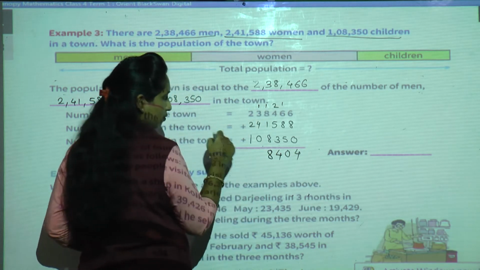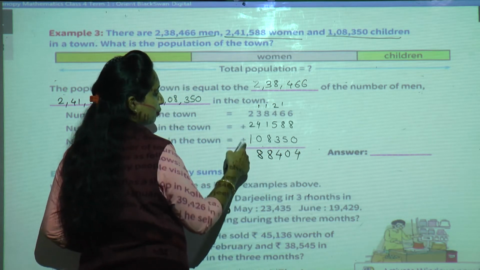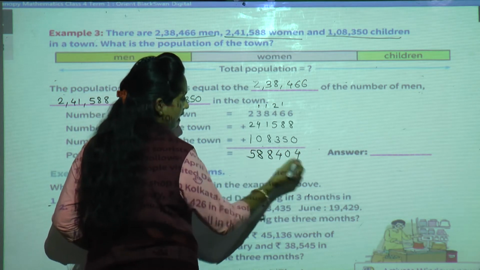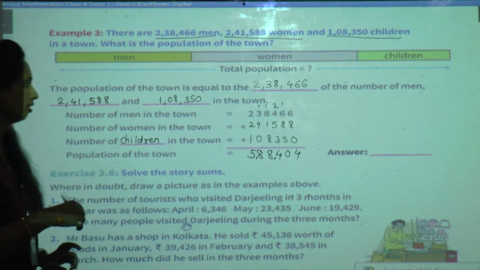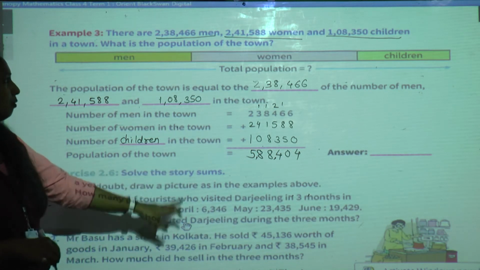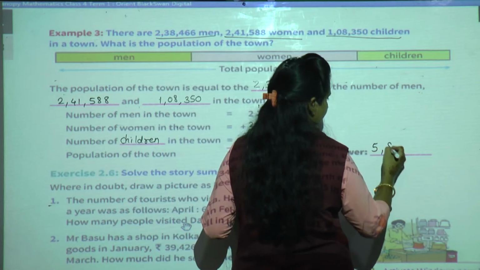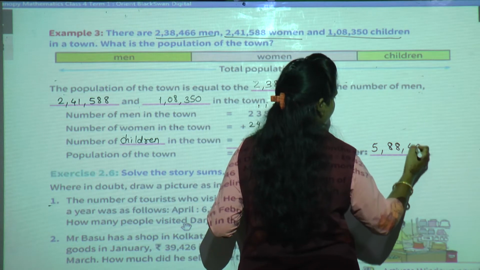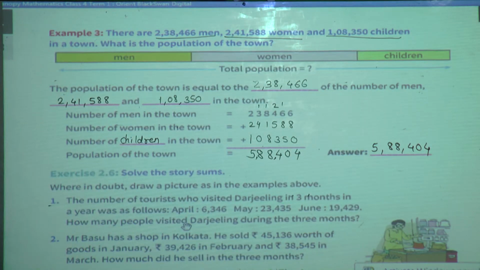1 plus 3 is 4. 4 plus 4 is 8. 2 plus 2 is 4. 4 plus 1 is 5. Comma after 3 digits, then after 2 digits. So what is the answer? Population of the town. How much population is there in the town? 5,88,404. Understood? Clear till here? Yes. Now we will start solving our exercise.